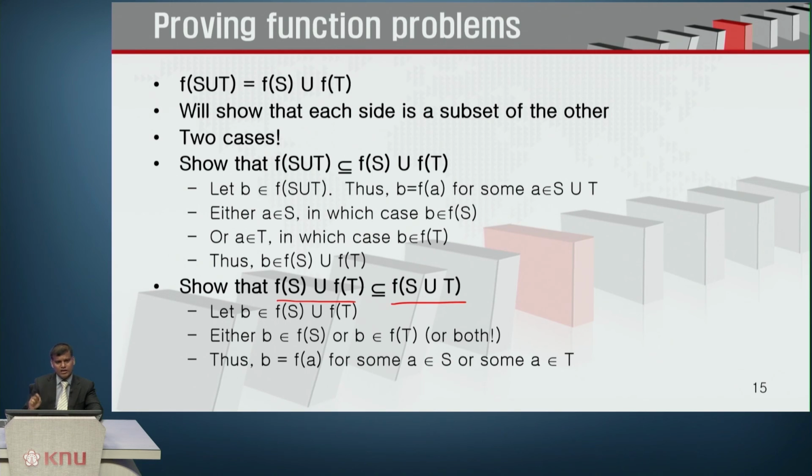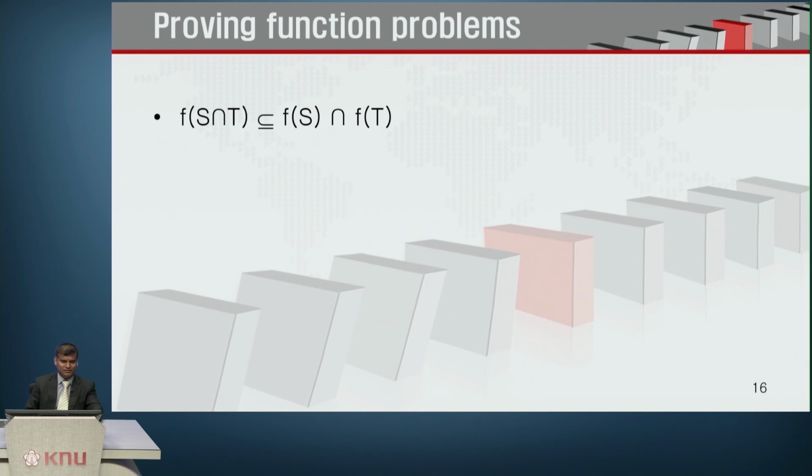Thus B equals f of A for some A an element of S or some A an element of T. In either case B equals f of A for some A in S union T. That is the simple proof.